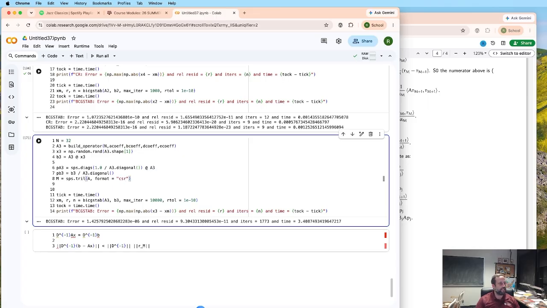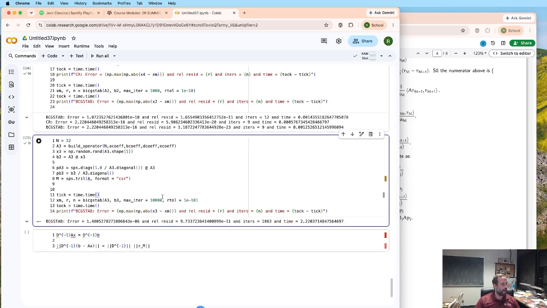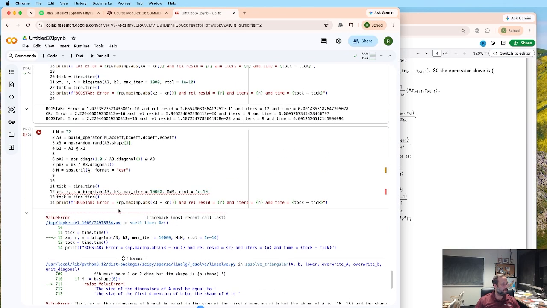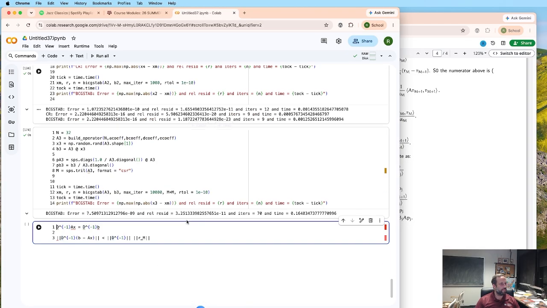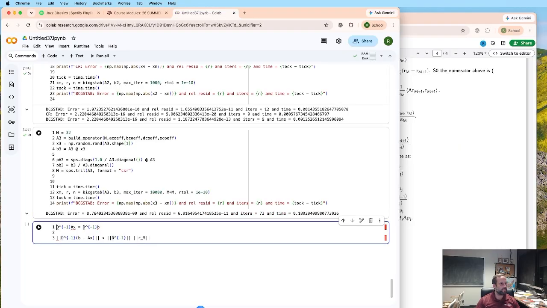This is kind of like, what is it, a Gauss-Seidel preconditioner. Okay. Oh, I didn't put the preconditioner here. Oh, A3. There we go. And now notice we're only taking 70 iterations. Before, we were taking 100 or so. Now we're in the 70s. So preconditioning with the lower triangular gives us something even better.